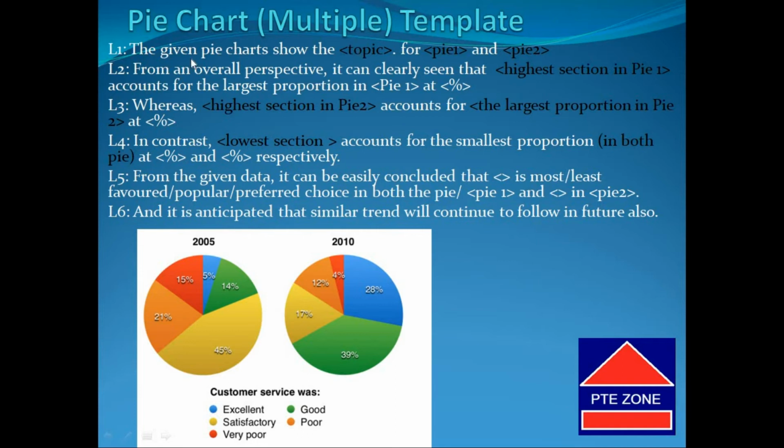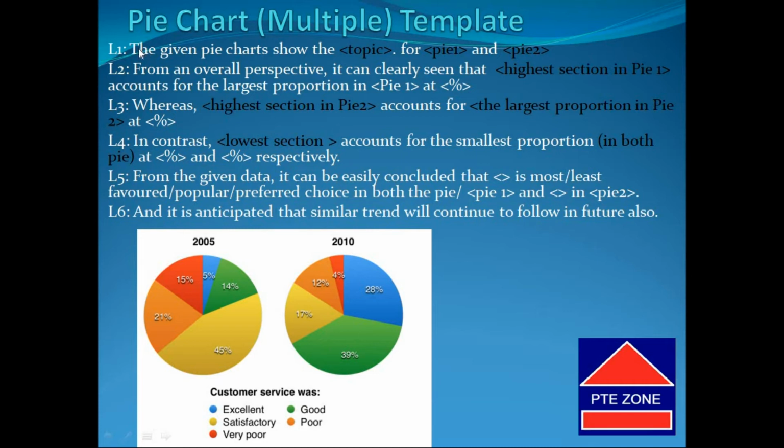So let's read the template. The given pie chart shows the topic. So the topic is customer service for pie chart 1 and pie chart 2, so for 2005 and 2010. The next line would be, from an overall perspective, it can be clearly seen that the highest section in pie chart 1, which is yellow, is customer service satisfactory at 45. For 2010, the maximum is for customer service good at 39.